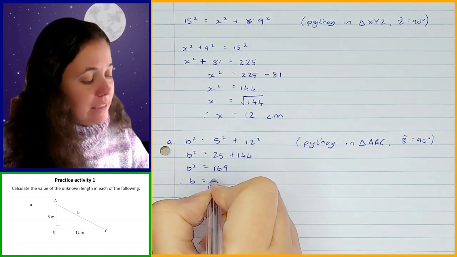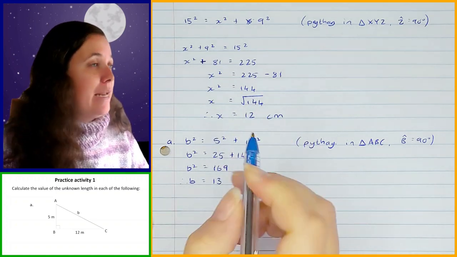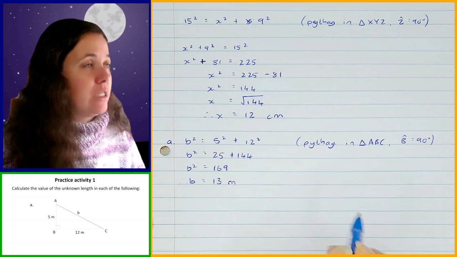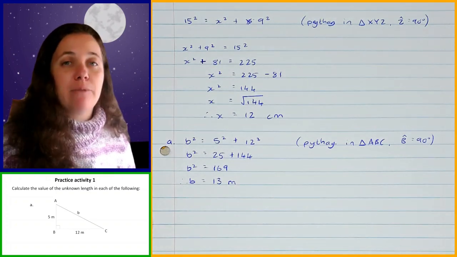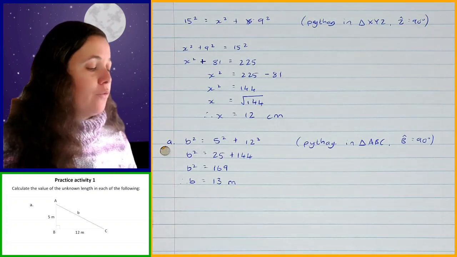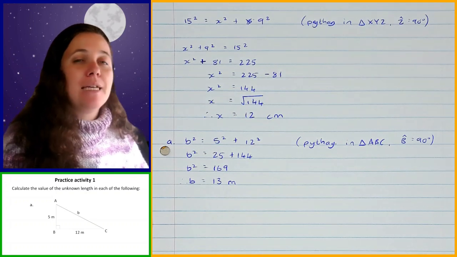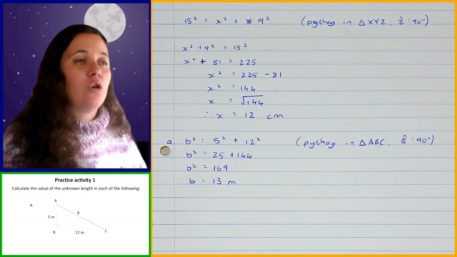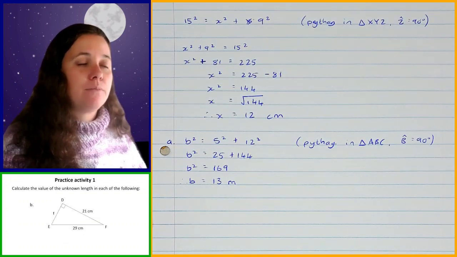The square root of 169 is 13, and that is 13 meters because in this question, the length of the sides have been given to us in meters. So for question A, you should have got that B is 13 meters. Okay, so let's go on to the next question. Question B.